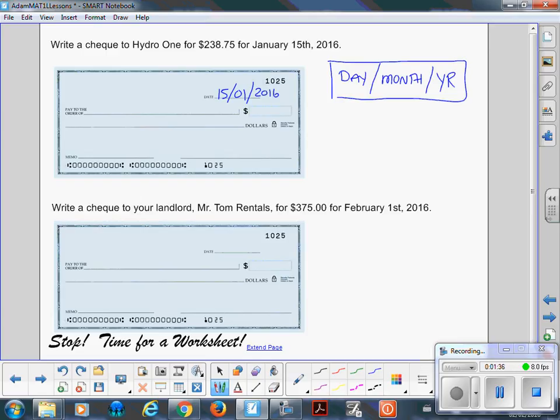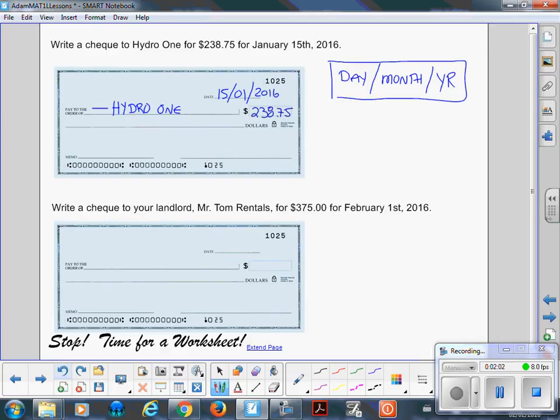Again, remember up top corner, right here, that's our check number. So we know check number 1025 is going to go to Hydro One. The date it's going to come out of your bank account is the 15th. It is $238.75. So now how do you write this in? Well, who are we paying the check to? We put in Hydro One.